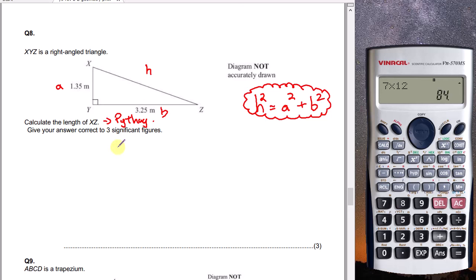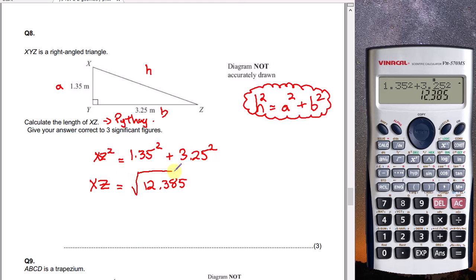So this is where my first mark comes from. I don't know what H is, so I'm going to use their value xz squared, and that is equal to my A squared, 1.35 plus 3.25, and that will give me the distance squared. So 1.35 squared plus 3.25 squared, and it gives me the answer 12.385. To get xz, I want to take the square root.